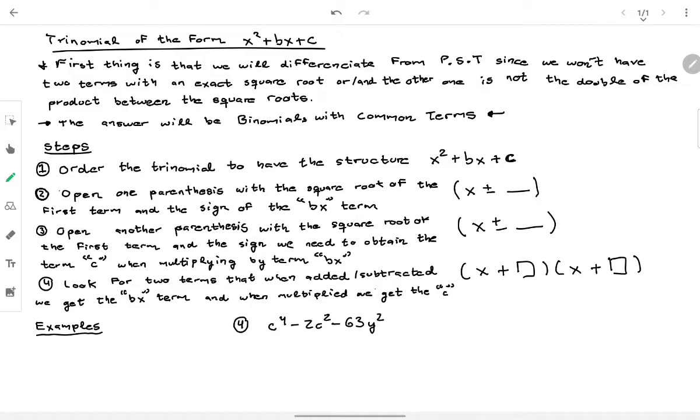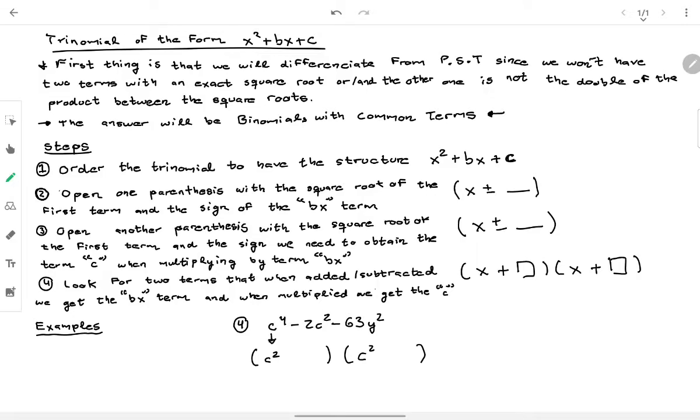So let's see the next exercise. We have c to the 4 minus 2c squared minus 63y squared. So in this one, it's correctly ordered, but we have two letters. We have c and we have y. How do we do it? It's exactly the same. I will open up two parentheses. Remember, the first term will be the square root of the first term on both parentheses.